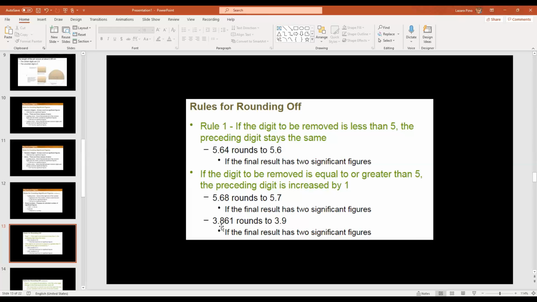In this case, you have to round up to 2 significant figures. The first number you have to skip is 6. It's higher than 5, then you add 1 to the 8, and the resulting number is 3.9.